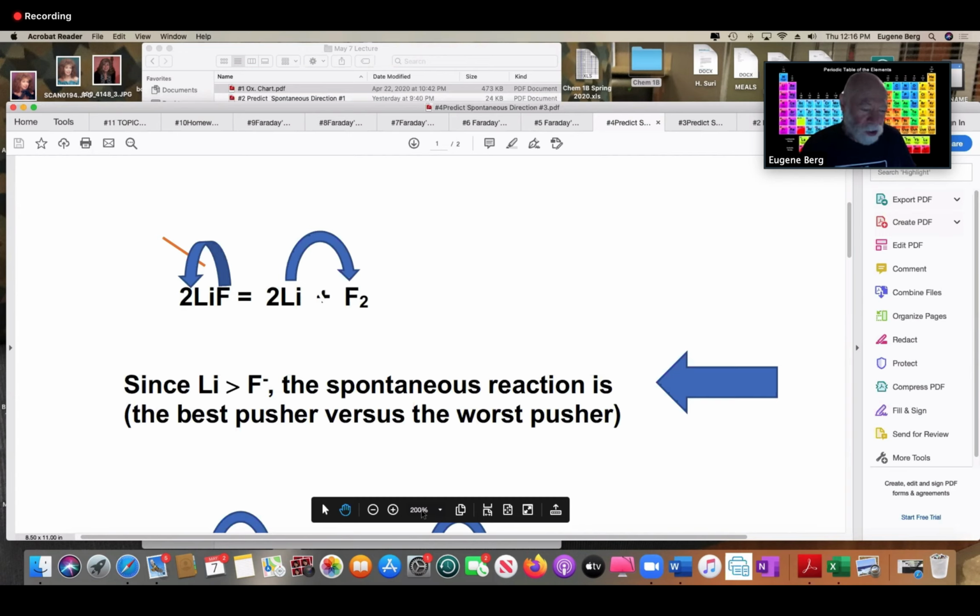By the way, I want you to notice that I have picked the best pusher with the worst pusher. Or I guess you'd say I put the best pusher with the best acceptor, which means a lithium fluoride battery would be very, very powerful. I think they purposely don't make it. It's so powerful it actually explodes, so it gives off too much heat. But it would be a very powerful battery.